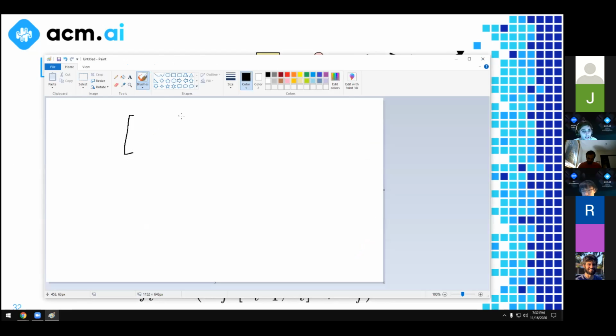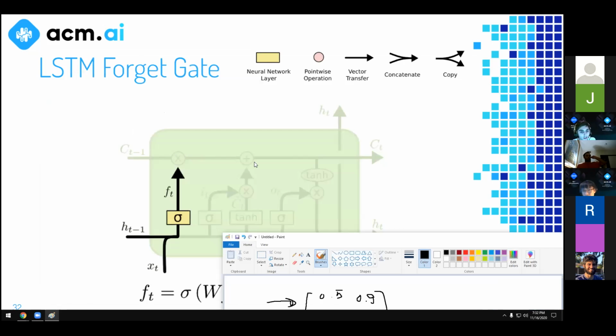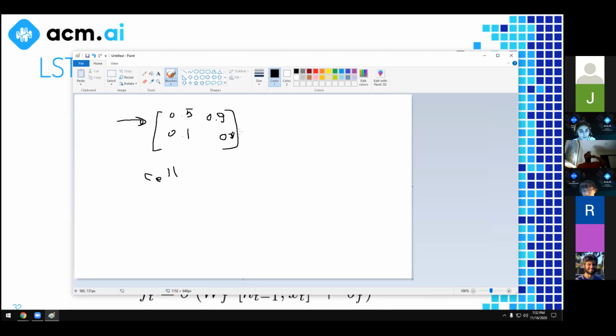So let's just say this is our cell state. This matrix is our cell state. Let's say the cell state has values 0.5 and 0.8, and then here's 0.1. So this holds the memory, right? This is like the conveyor belt. That's what that matrix is.